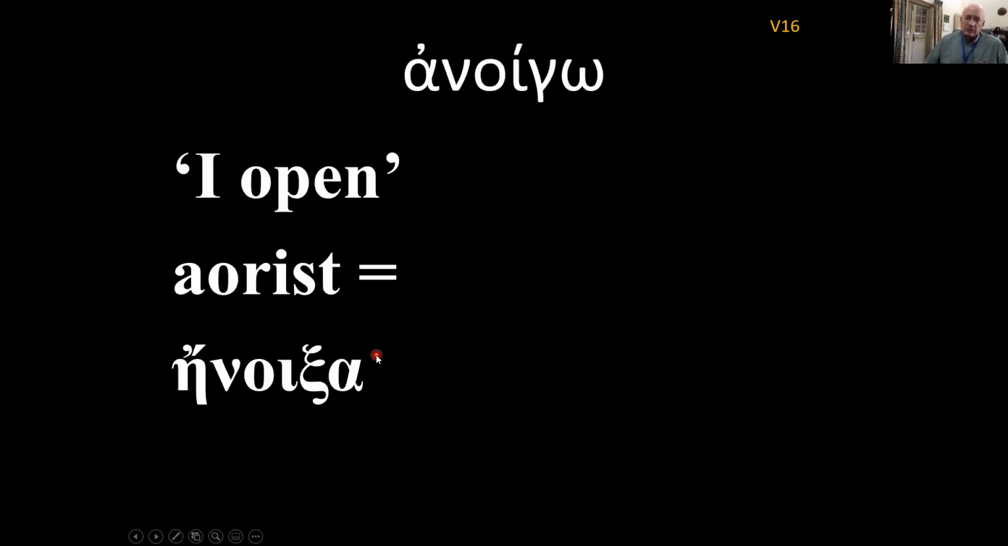Now remember, if you put this in the subjunctive, you drop the augment and you have anoixo, because you have to have the aorist stem with the subjunctive endings.